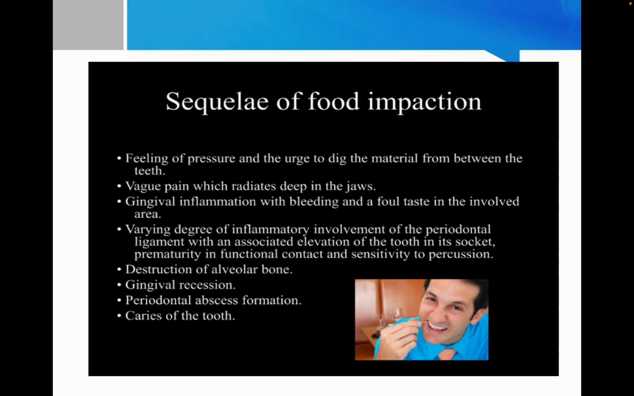Now coming to the sequelae of food impaction: feeling of pressure and the urge to dig the material from between the teeth, vague pain which radiates deep in the jaws, gingival inflammation with bleeding, varying degree of inflammatory involvement of the periodontal ligament with an associated elevation of the tooth in its socket, prematurity in functional contact and sensitivity to percussion, destruction of alveolar bone, gingival recession, periodontal abscess formation, and caries of the tooth.